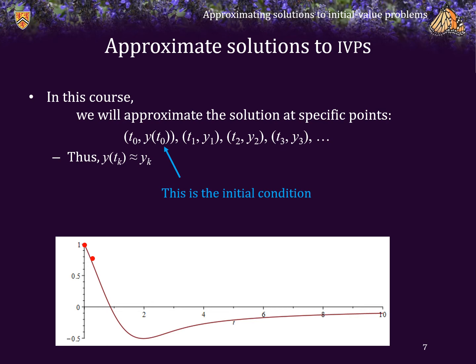With that point, we'll estimate the value of the function one further time step into the future. And we'll keep on doing this for as long as we need. And then we can approximate the function wherever we would like to do so. But we are going to do it one step at a time.